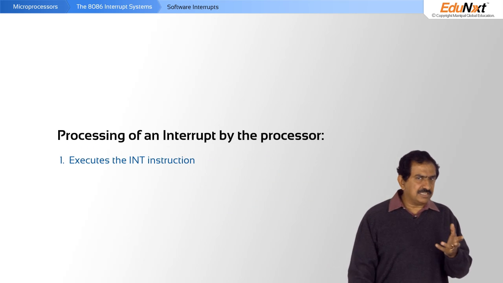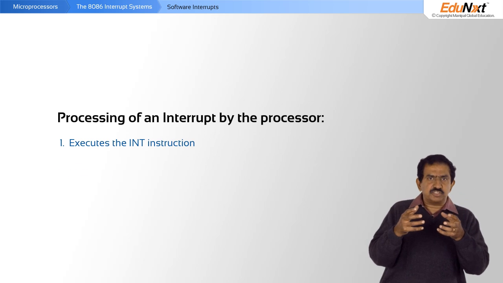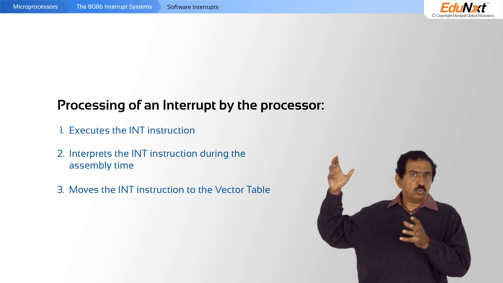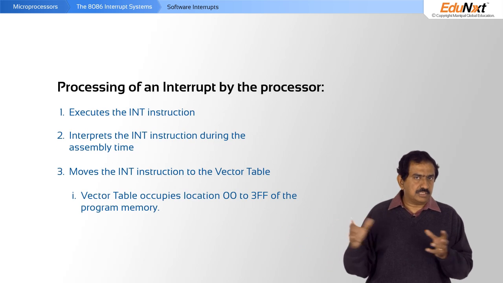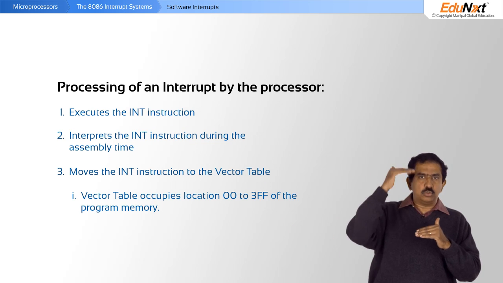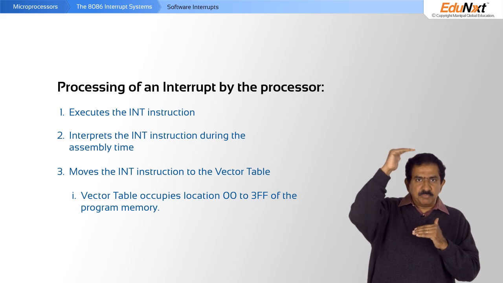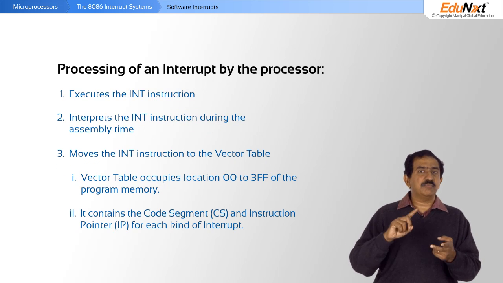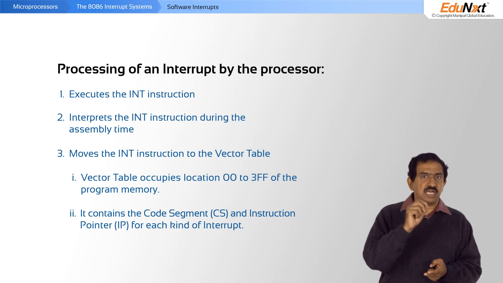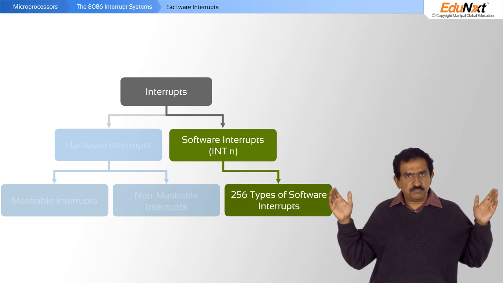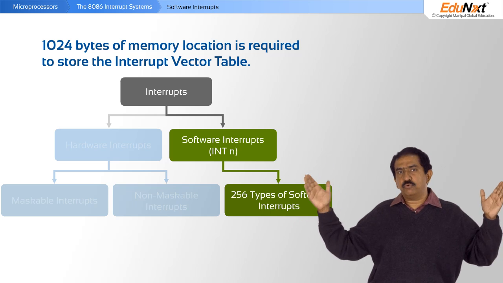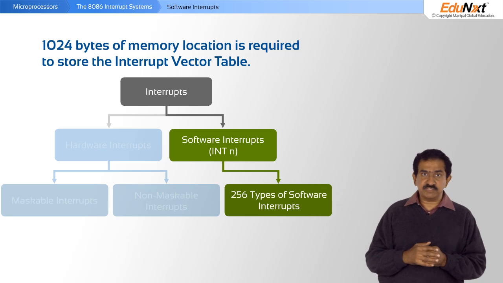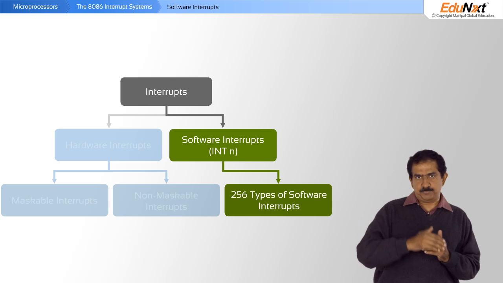When the processor executes this, the INT instruction is interpreted by the processor, of course. It jumps to what's called the interrupt vector table, which occupies locations 00 to 3FF of the program memory. The interrupt vector table contains the code segment and instruction pointer for each kind of interrupt. We said there are 256 kinds of interrupts, therefore you must have 1024 bytes of memory to store the interrupt vector table. That's why 000 to 3FF.